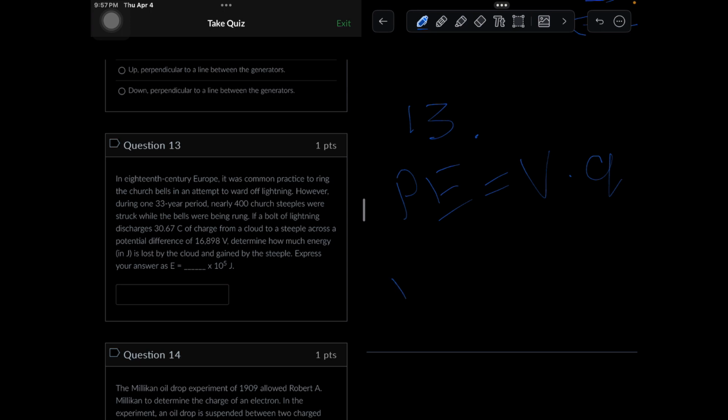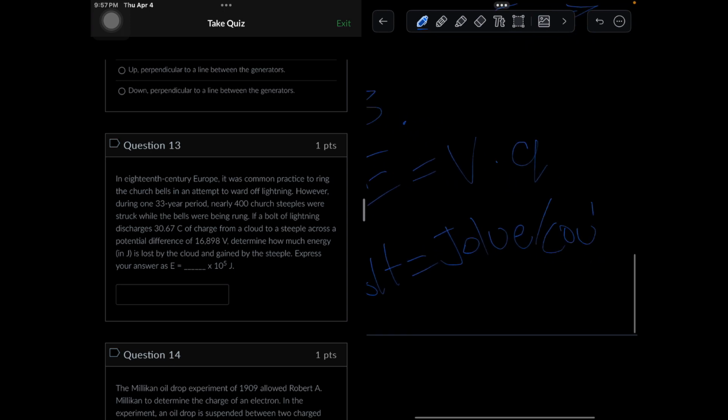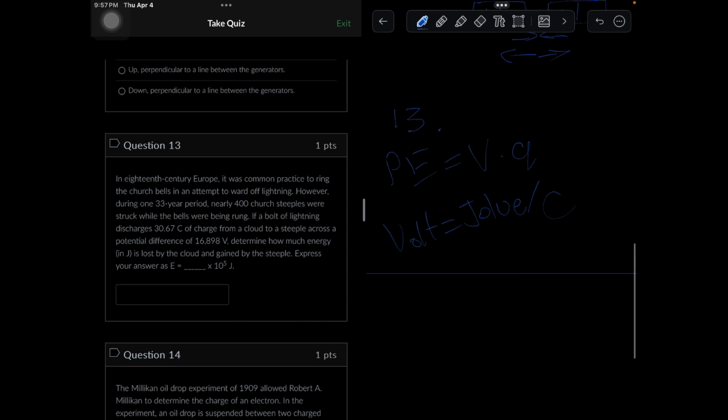This is because a volt is defined as a joule per coulomb. I'm spelling coulomb wrong, but I'll just put C for this scenario. And in order to attain the joule value, you would take the voltage times the charge.